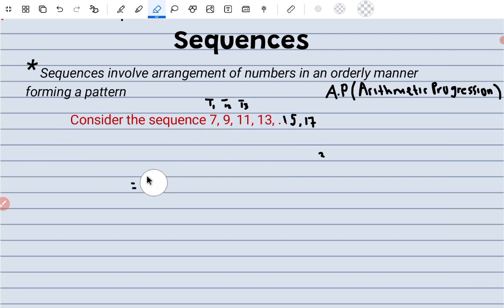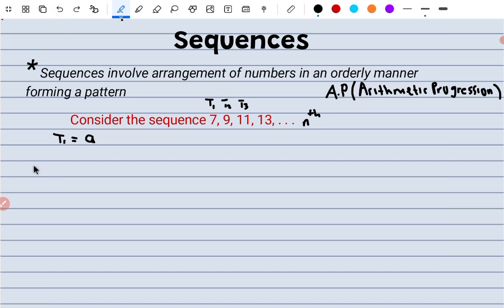The other thing we're supposed to know is this. The first term, which is T1, is also called A. It is given the letter A. Then as you go on and on, we just say the nth term. There is a formula we can use to find the next term.